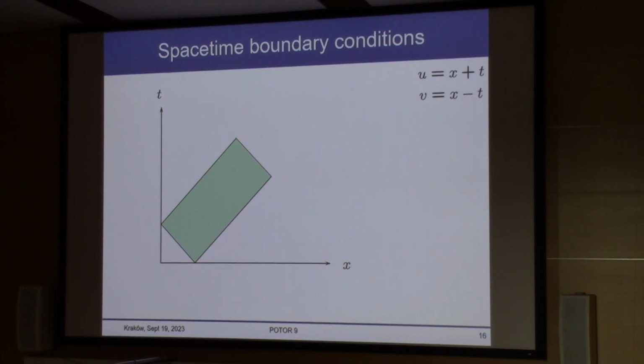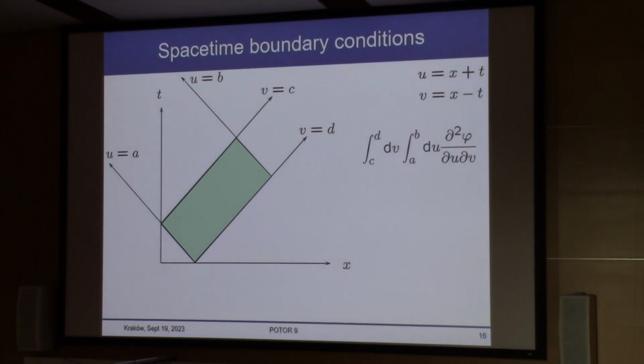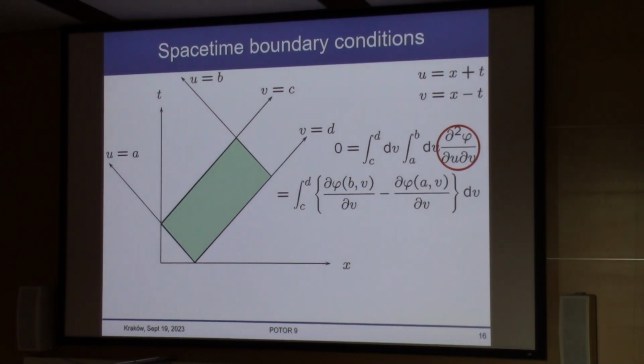It means that whenever we choose a rectangle in these light coordinates, and we take a solution of the wave equation and integrate it over this rectangle, this vanishes because this is precisely the wave operator. But on the other hand, integrating the derivative is very easy because it gives boundary values. So after two such integrations, we obtain this combination of the values of the function phi at the corners.